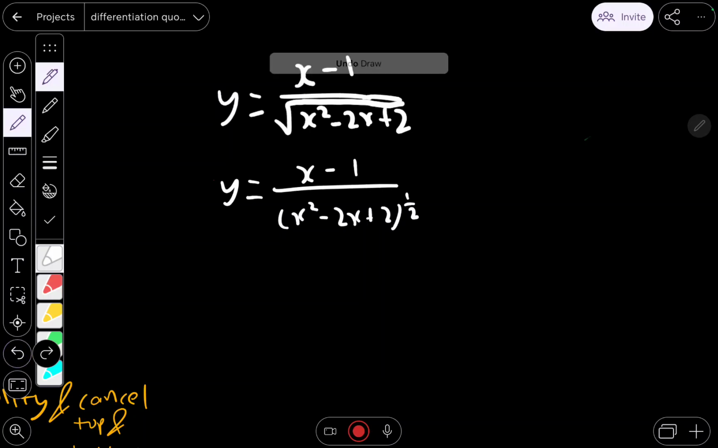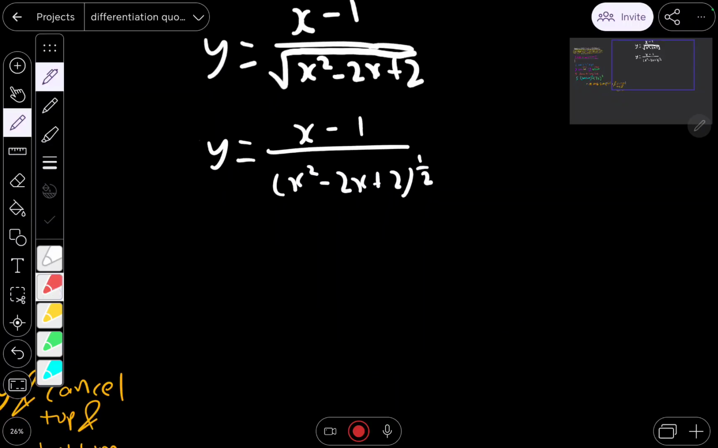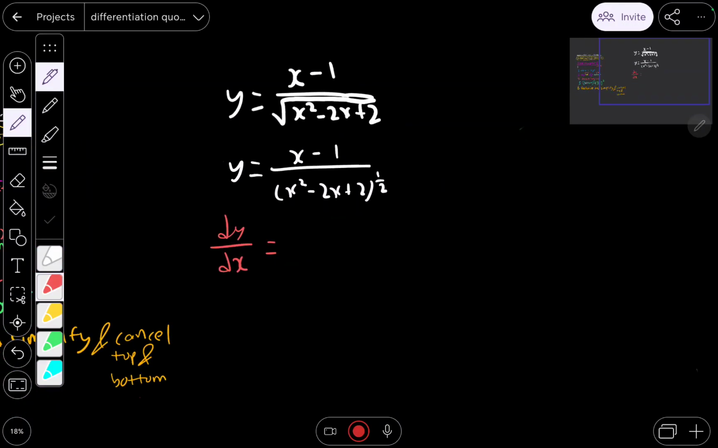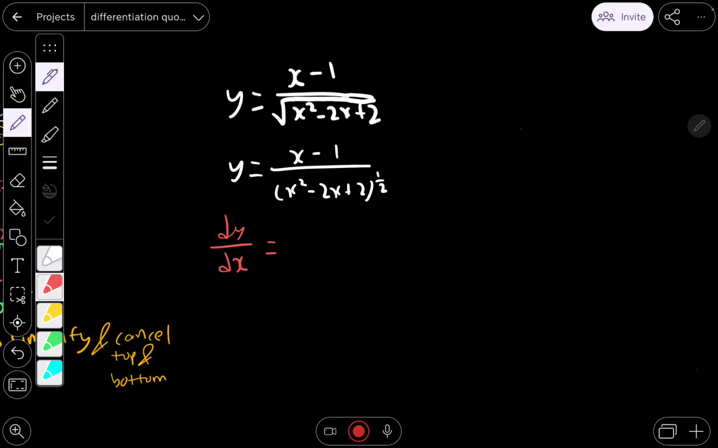So now can we start differentiating? Yes, we can. So dy over dx, which is the same as what? Copy second term, differentiate first term. Copy bottom, differentiate top. So it will be x squared minus 2x plus 2 to the power of half. And we know that the top one is a basic differentiation.